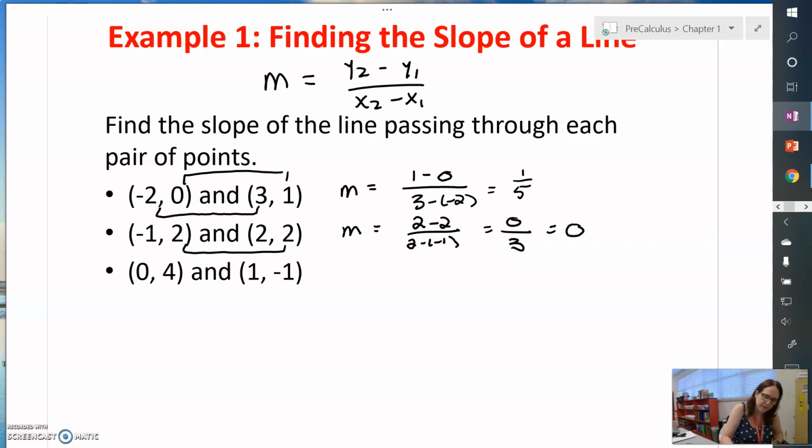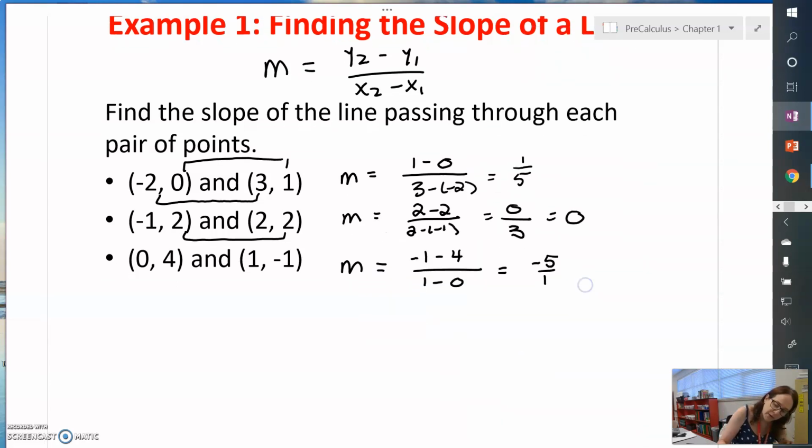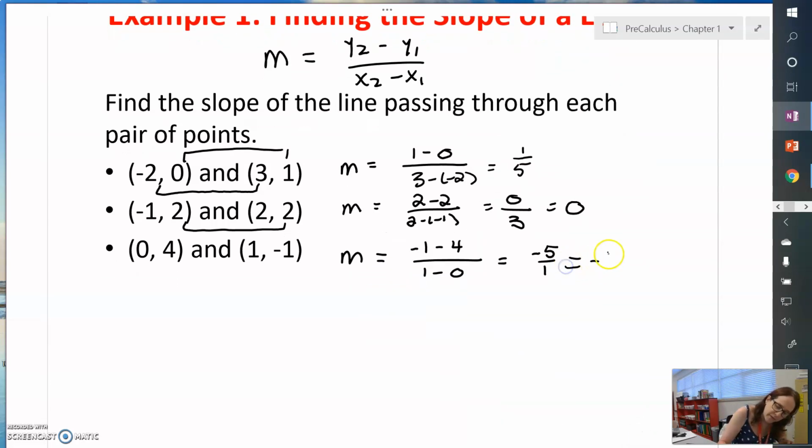Last one, m equals negative 1 minus 4 over 1 minus 0. I get a negative 5 over 1. And as a reminder, anytime you have 1 in the denominator, that's basically just a whole number. So this really is negative 5.